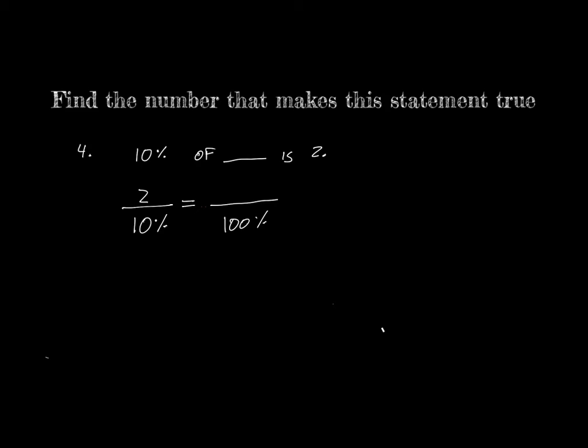10 times what gives you 100? So 10 times 10 gives you 100. So 2 needs to be multiplied by 10. Two times 10 gives you 20. So 10% of 20 is going to be 2.